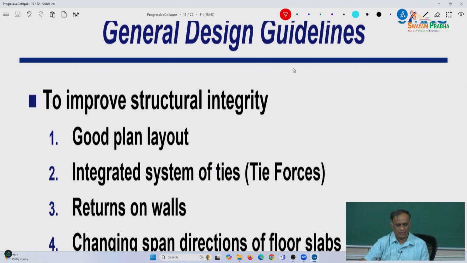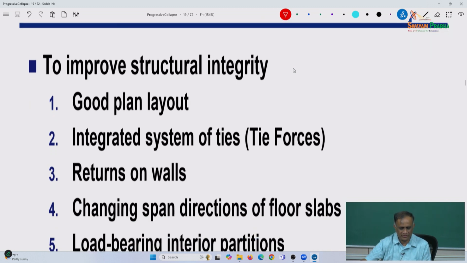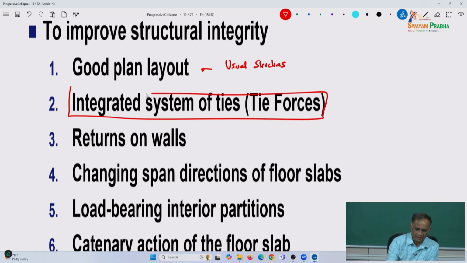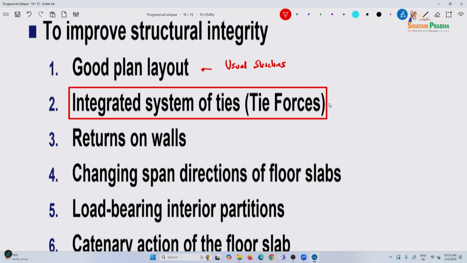So, what are some of the strategies to improve structural integrity? This is what we said: good plan layout, usual structures, no recesses or reducing recess locations, re-entrant corners, all those things. The integrated system of ties, we will take up a problem on tie forces, returns on walls, then changing span directions in floor slabs.